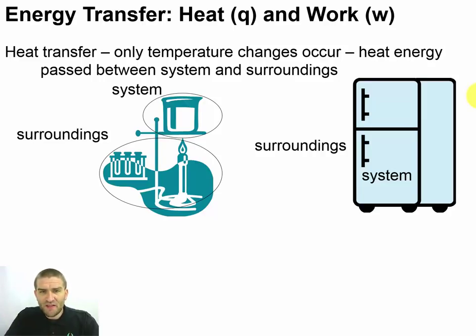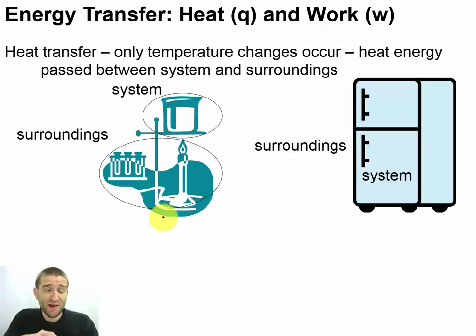If I have a Bunsen burner set up beneath the beaker, the fire is creating lots of heat, and it's warming up the beaker. Since I probably care most about what's happening inside the beaker, that would be my system. The fire, the Bunsen burner, the air around that would all be part of my surroundings.